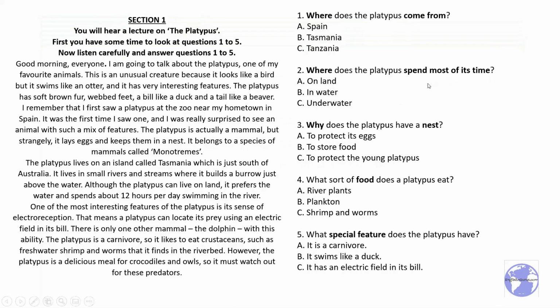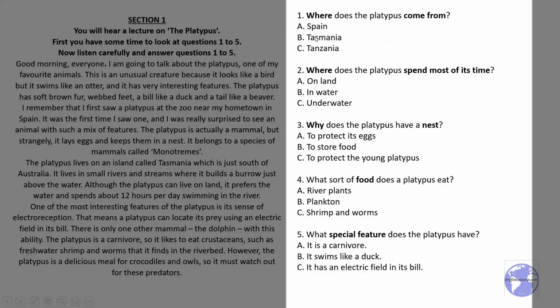So if we take a look at the questions here, let's look at the question words. The listening is about the platypus. Where does the platypus come from? Where does it spend most of its time? Why does the platypus have a nest? What sort of food does it eat? And what special feature does it have?